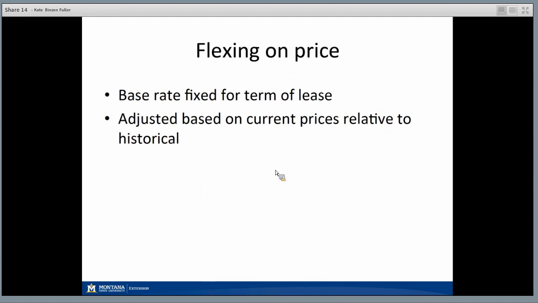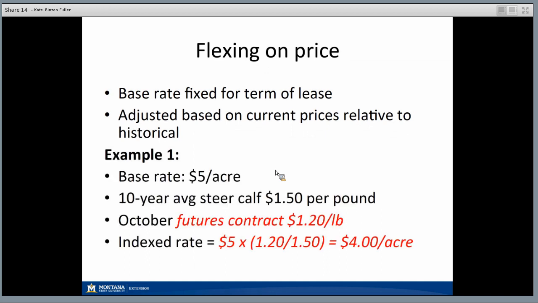Now, another way that we can set this up is by flexing on price. And in general, this is going to provide a little bit more of a constant lease rate for the landlord, although that's going to depend on how you set this up. So we're going to have a base rate that's fixed for the term of the lease, and then we're going to adjust it, in this case based on current prices relative to historical prices, although you could do this based on production as well.